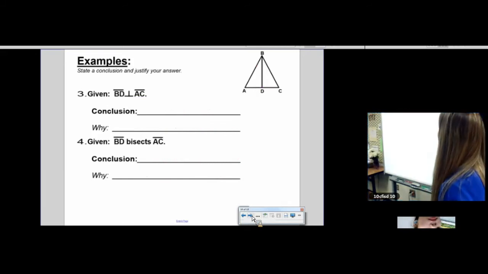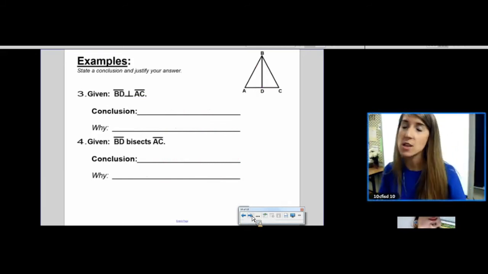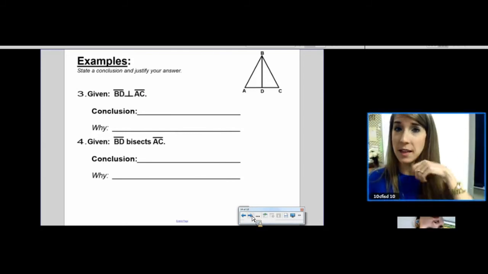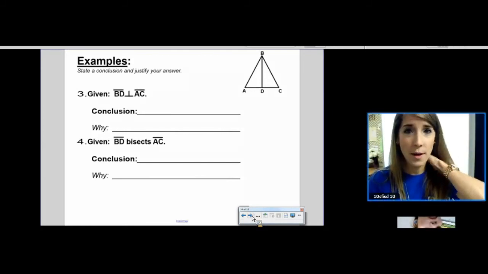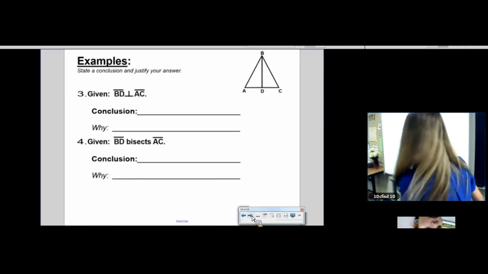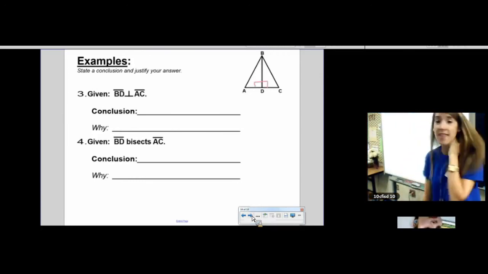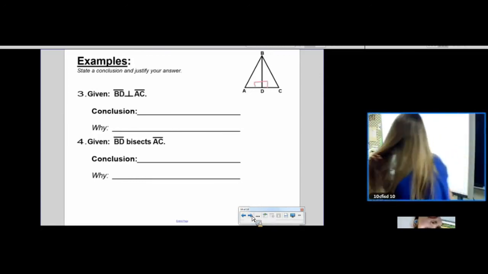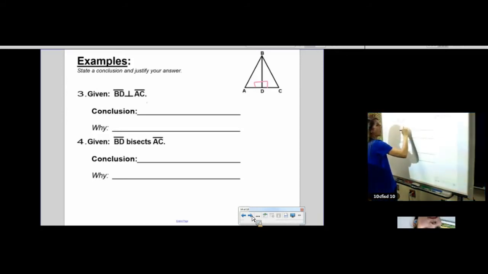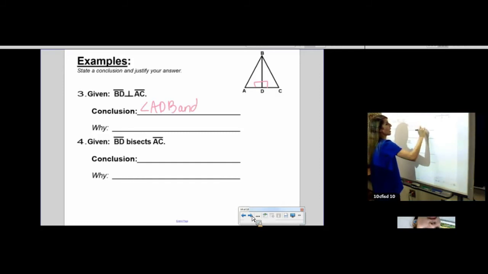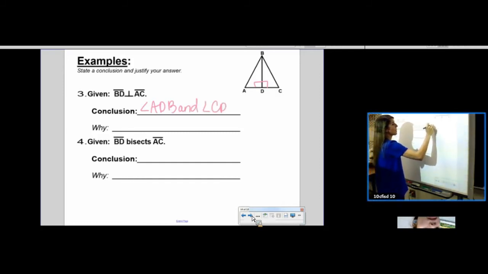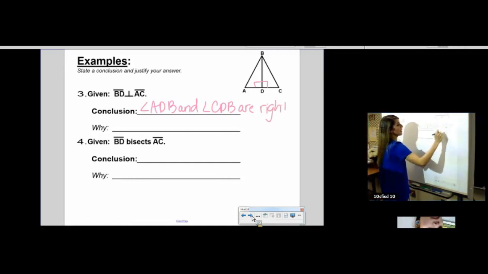Given BD is perpendicular to AC. You ask yourself, hey, if I knew two segments were perpendicular, what would I go and add to my picture? I would add that to my picture. So my conclusion is angle ADB and angle CDB are right angles.